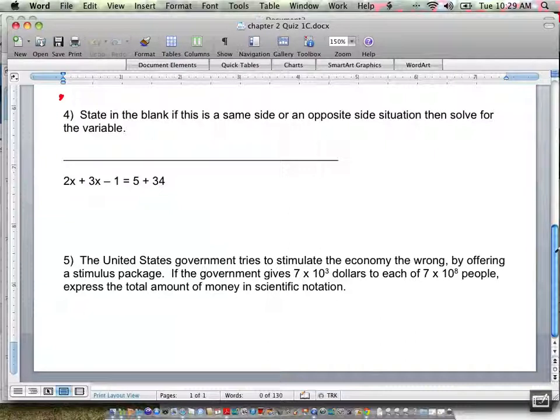Now, state in the blank if this is same side or opposite side. Everybody, what is this? Same side. Good. Okay. Now, when they're on the same side, everybody, same operation. Alan, take a look here. You see how these 2X's and 3X's are on the same side? Yep. How many do I got? 5X.